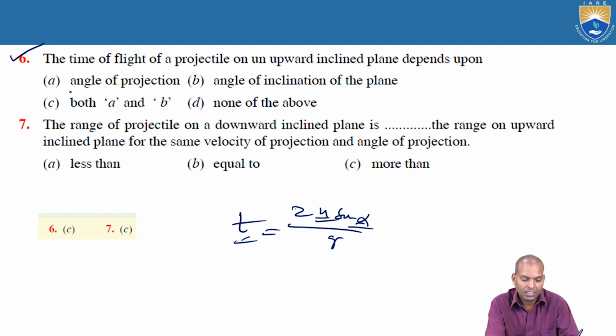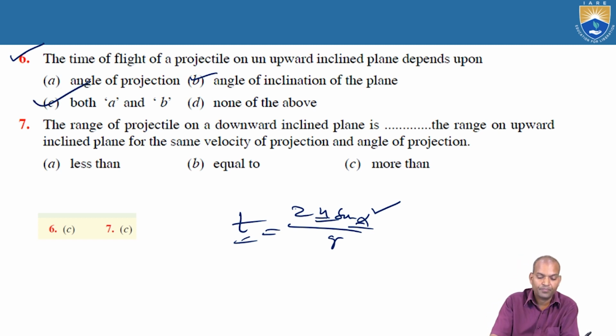But what are the answers? Option A is angle of projection, and another option is angle of inclination of the plane. D is none of the above and both A and B. Here the time of flight depends upon both A and B: angle of projection and angle of inclination of the plane. If it were a horizontal plane it would be different, but this is an inclined plane, so both the inclined plane and the angle of projection alpha matter.